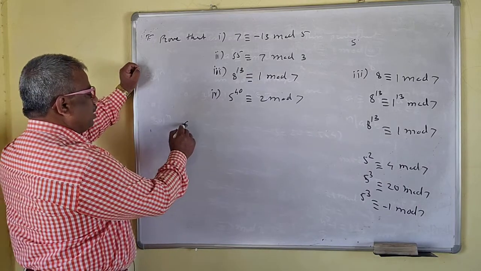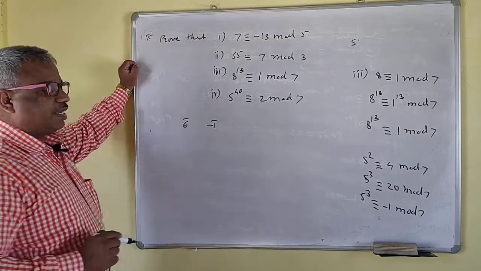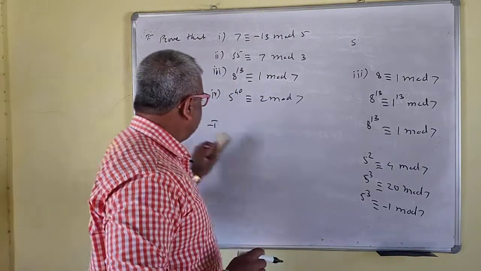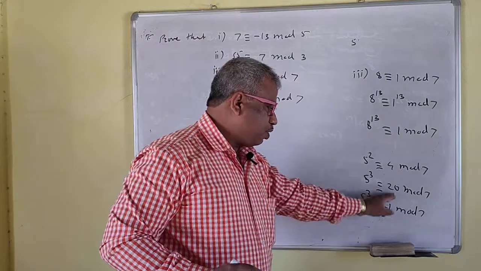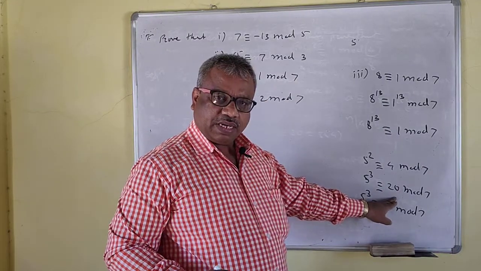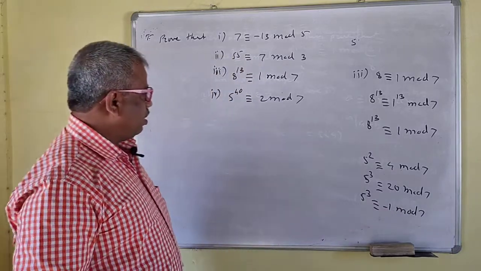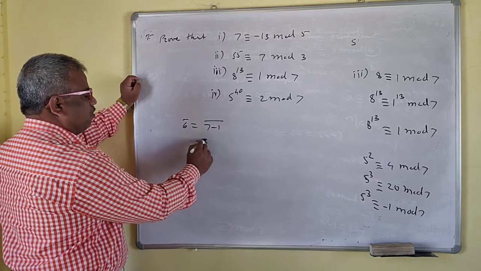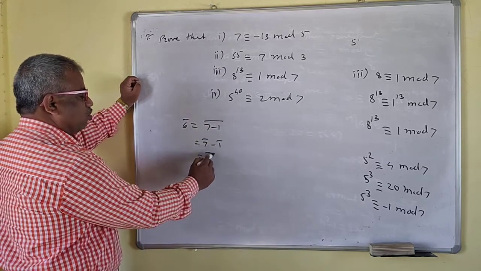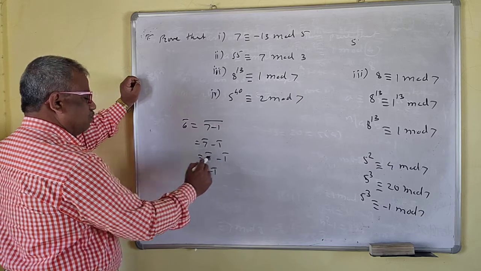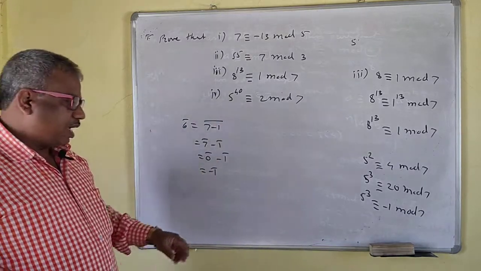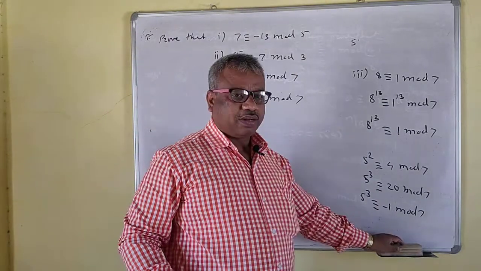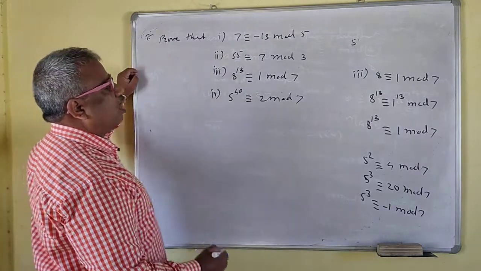Because what? 6 bar is 7 minus 1 bar. In Z7, 6 bar is 7 minus 1 bar. So that means, if you divide by this, we get 6 bar. But 6 bar is 7 minus 1 bar, that is 7 bar minus 1 bar. And 7 bar is what? 0 bar. So this is minus 1 bar. So that means 6 bar is 7 minus 1 bar in Z7. Okay, so that means 20 bar is 7 minus 1 bar. Right.